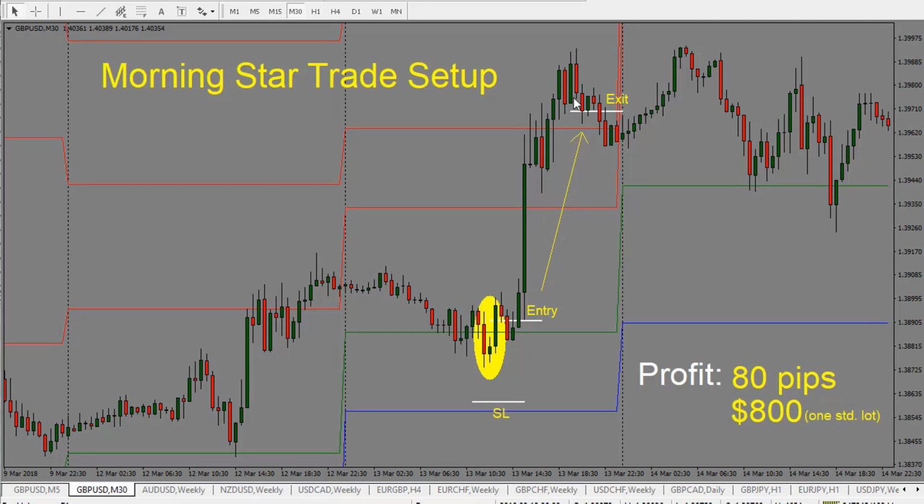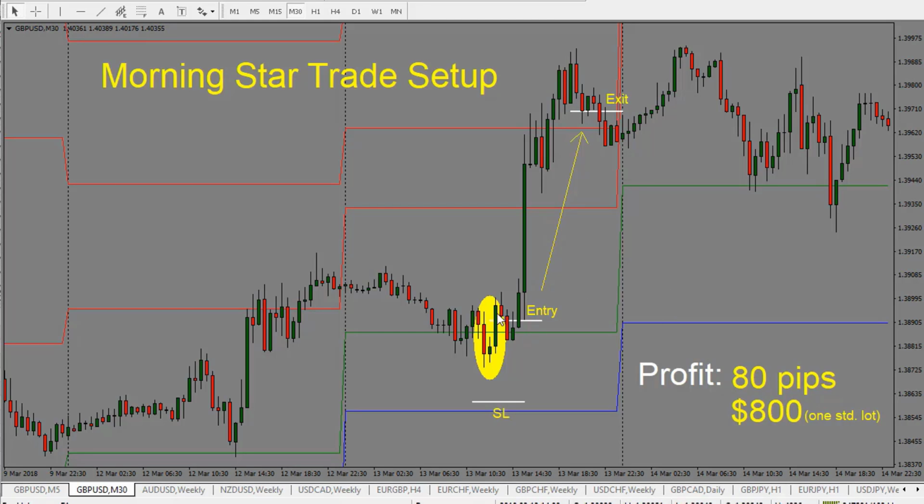And then we see that price starts to go sideways here and pull back. So we have multiple red candles. This shows that price could go lower now. So we exit the trade. From entry to exit here, we get 80 pips in our trade.